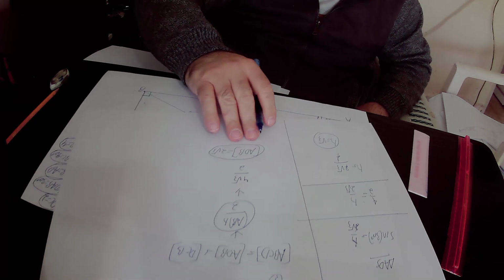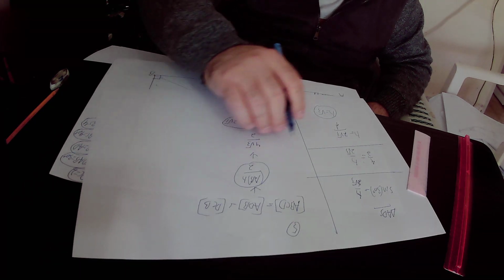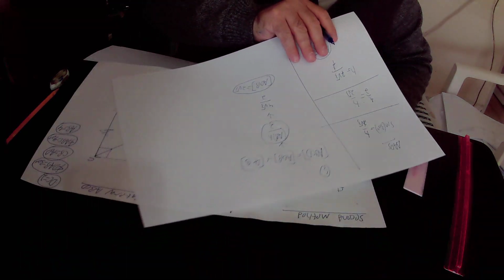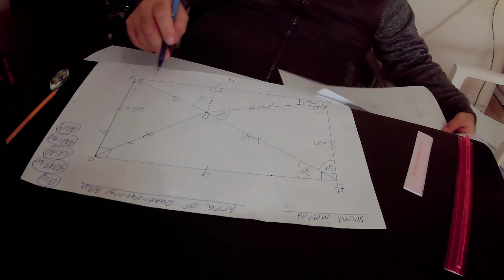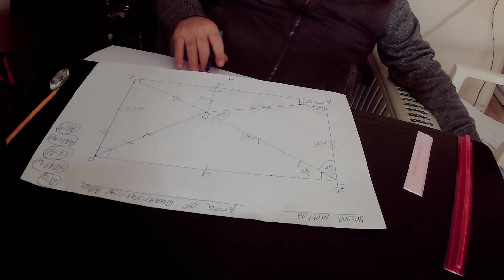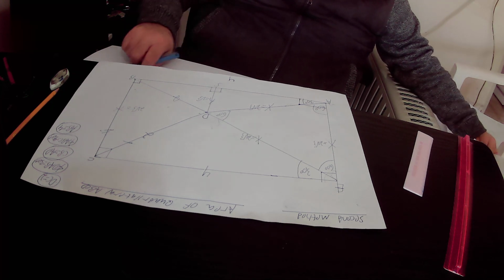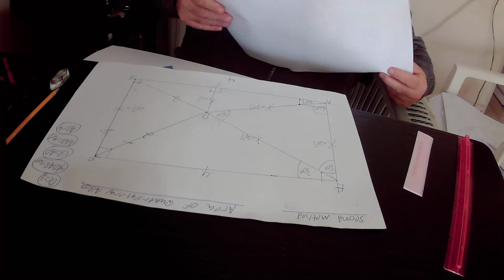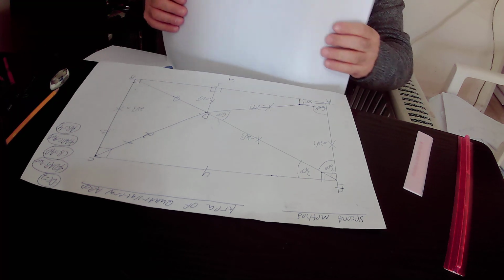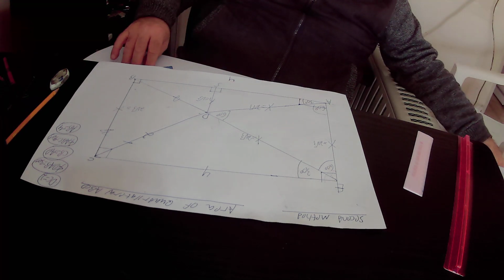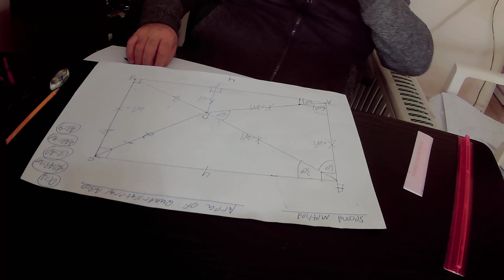The only thing that is left to do is to find out the area of triangle DCB. Okay, the area of this triangle, we will find out the area of triangle DCB according to a special formula.